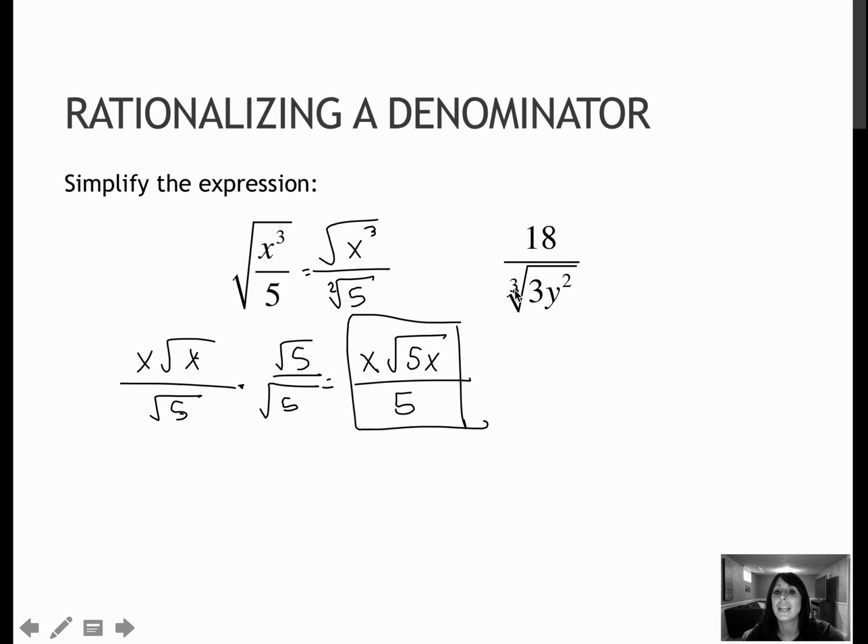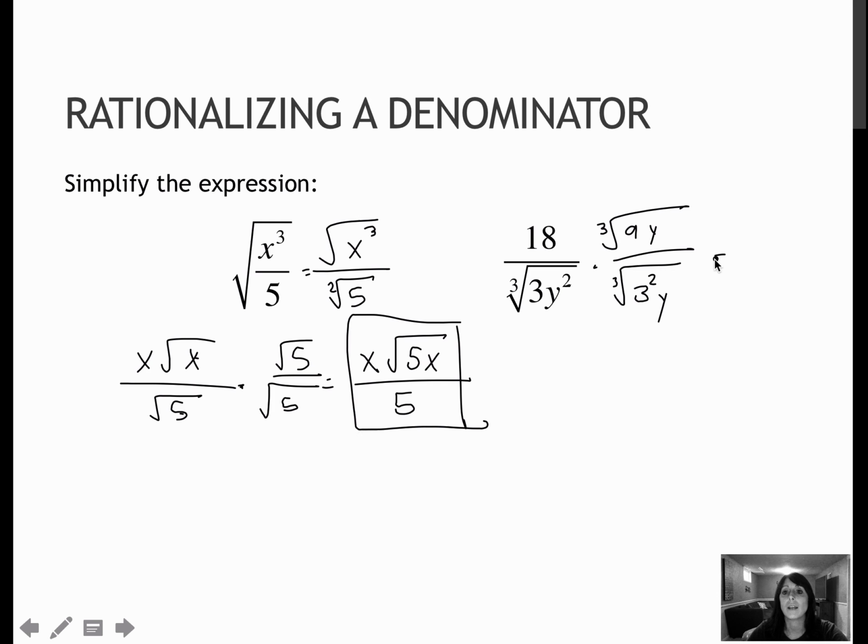And for my other, I've got the cubed root of 3y squared, so this is more complicated. I need 3 3's and I need 3 y's. So I only have 1 3, so I'm going to take it times 2 more 3's. And I have 2 y's, but I need 3, so I'm going to take it times 1 more y. So I'm taking it times the cubed root of 3 squared y, or just 9y is fine if you want to write it as 9y.